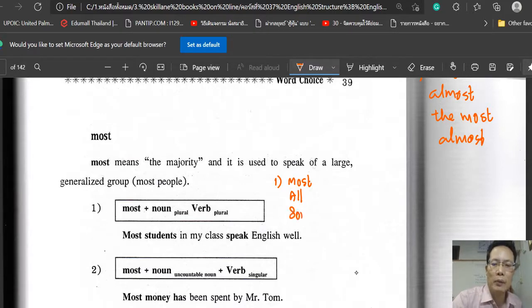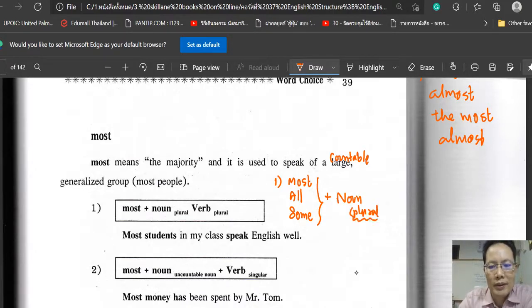Some, the next one is some, maybe more or less, I don't know. Some, all of these, how can we use it? Number one, I wrote it here, so I explain here and you can understand easily. Most or some plus what? The first one we use with countable noun. Most plus plural noun. Plural here. Two forms of plural, maybe more than that.